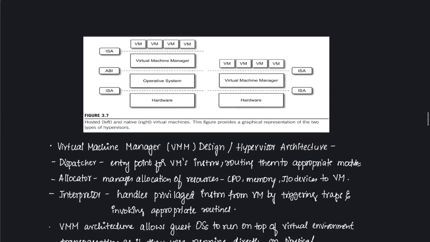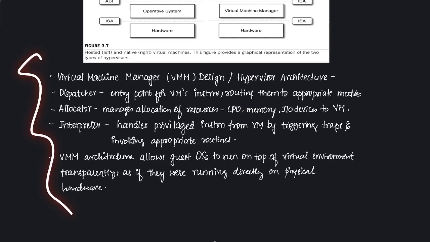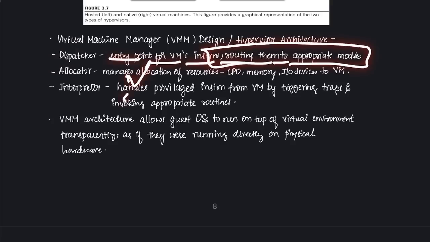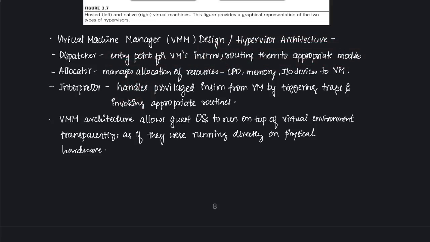So this was about the types of hypervisors. Here I have written down the explanation regarding it. Now we have the virtual machine manager design, or hypervisor architecture. In hypervisor architecture, we have three parts. The first one is the dispatcher. The dispatcher is the entry point for virtual machine instructions, routing them to the appropriate modules. So here you route the VM instructions to whichever module they belong to. Then you have the allocator. The allocator will manage the system resources which are allocated to each virtual machine. Then you have the interpreter.